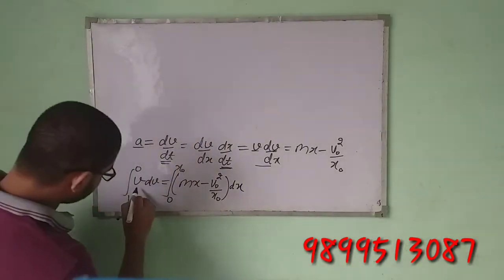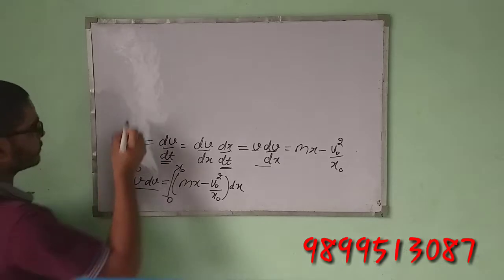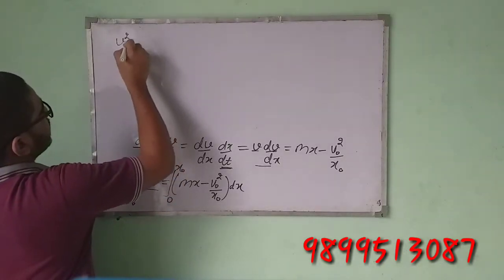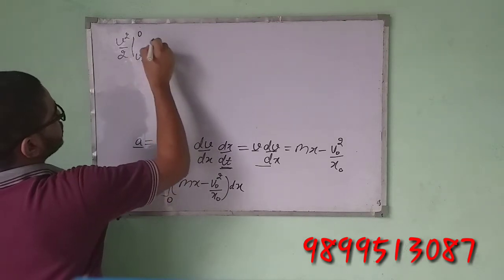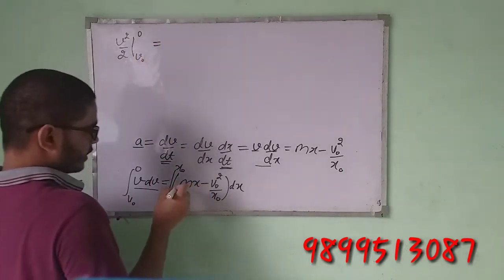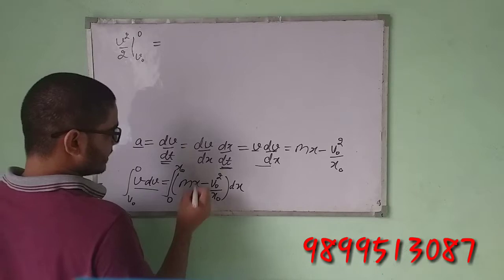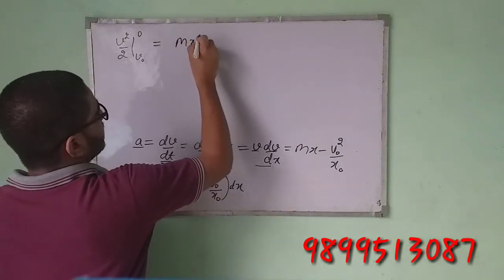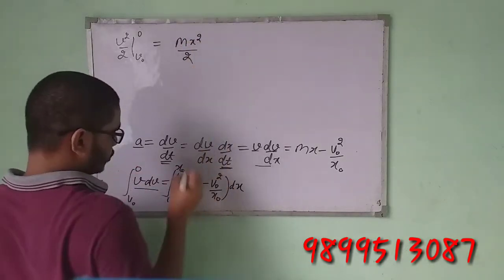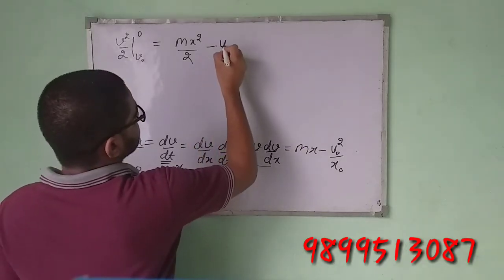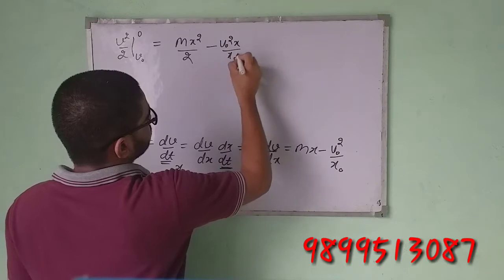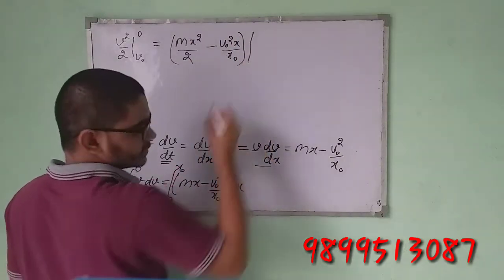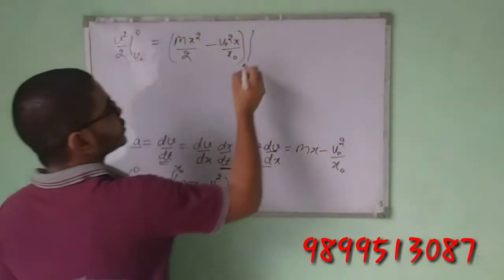Okay, integrating this expression gives us v square by 2 with the limits v naught to 0 equal to mx square by 2 minus v naught square x by x naught with the limits 0 to x naught.